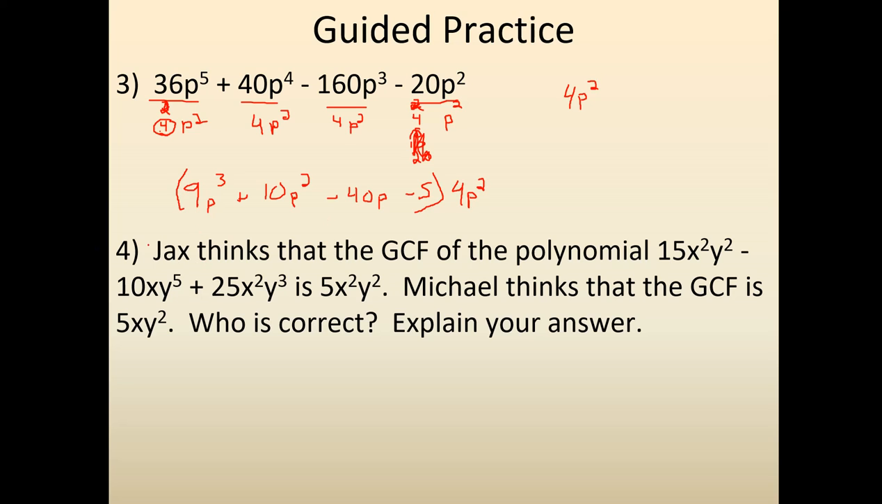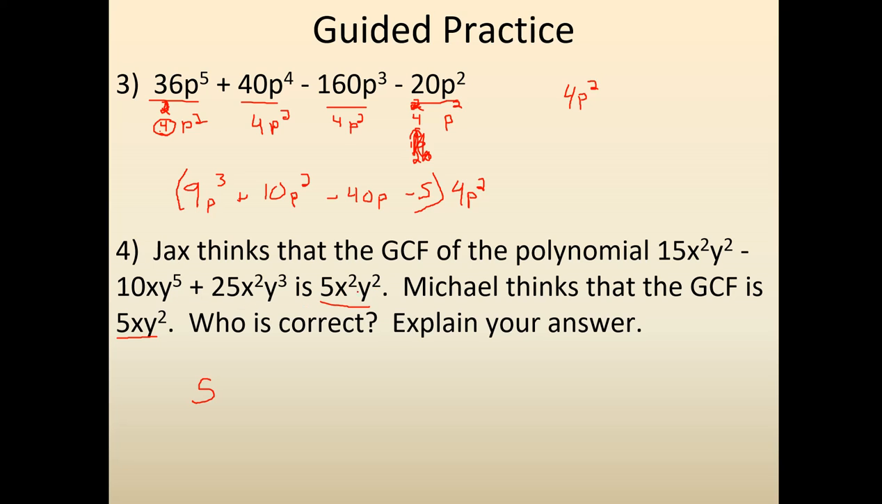All right, part 4. We basically need to figure out who's correct, Jax or Michael. Jax thinks this is the greatest common factor, while Michael thinks it's this. So let's double check. 5 does go evenly into all these. So this goes in 3 times, 2 times, and 5 times. So the greatest common factor, definitely 5 is part of it.